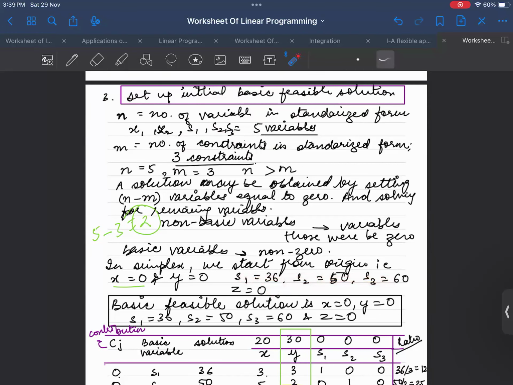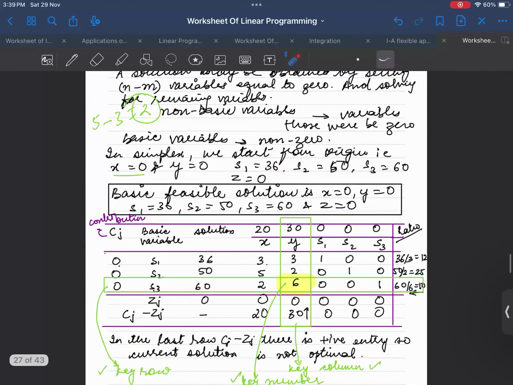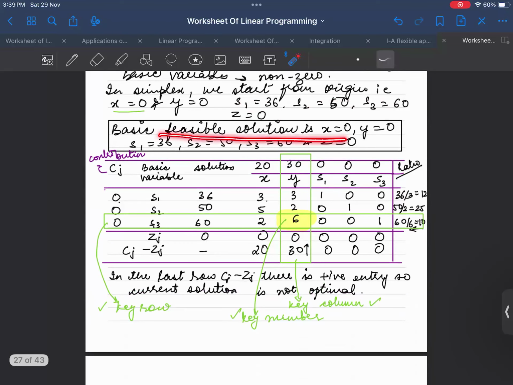And then the objective function Z equals 0. By that we received the basic feasible solution x equals 0, y equals 0 and the values of the other variables. Then we created the first simplex table, where in the first column we had Cj, which is the contribution to the objective function. Then we wrote the basic variables, then the solutions, and then all the variables in our solution and their coefficients.